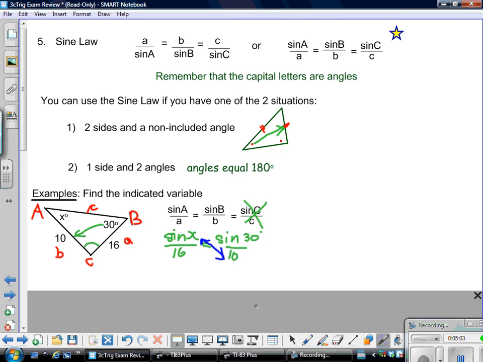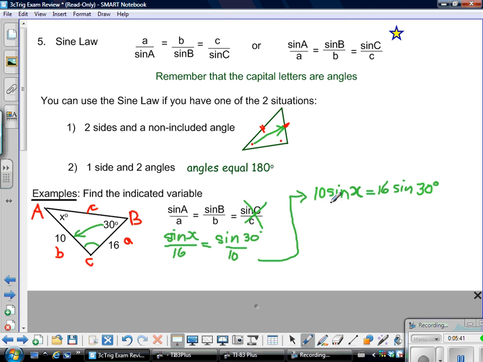Okay, so I'm going to do 10 sine x. I'm just going to go up here because I know I have another example down there. So I'm going to go 10 sine x equals, and then if I cross multiply here, it's going to be 16 sine of 30. Now, again, I'm only going to use my calculator once here when I'm doing my dividing. I want to get x by itself. Why isn't it by itself? The sine is here and so is the 10.